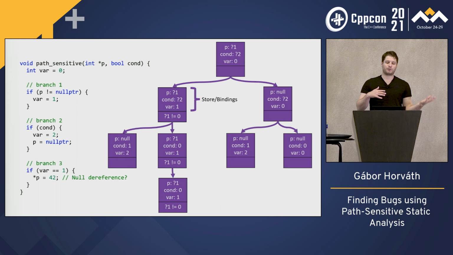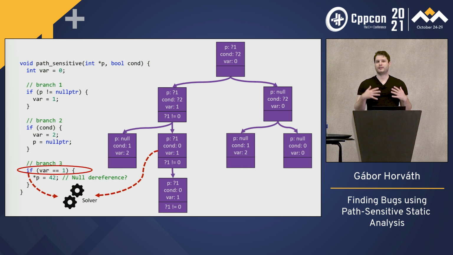One is the store or bindings, that basically is a mapping between the entities in the source code and the values that we are reasoning about. And we have the path condition that accumulates all the information that we know about the unknown values. And whenever we reach a condition, we try to use all this knowledge, the knowledge we have in the store and bindings, and the knowledge we have as constraints, and we make a query to a solver, and the solver will try to determine whether we can take this branch or not.